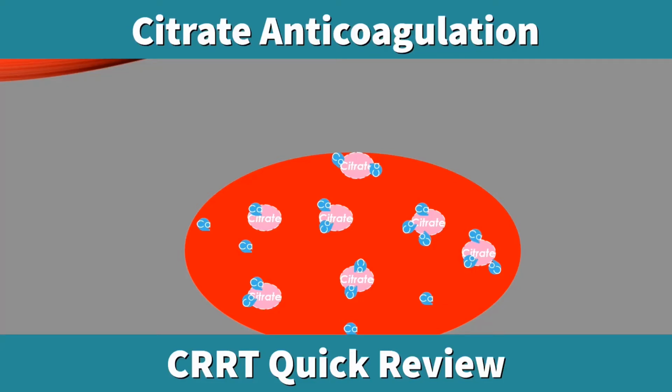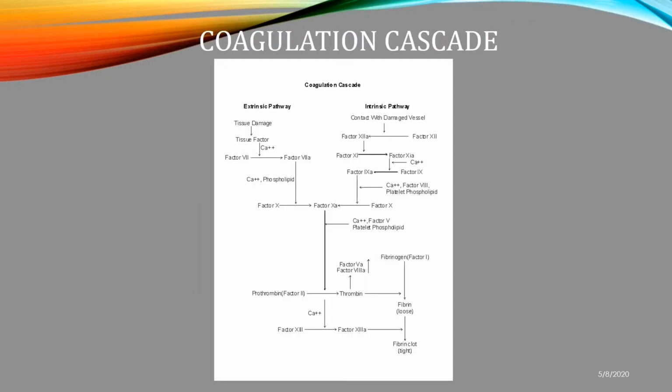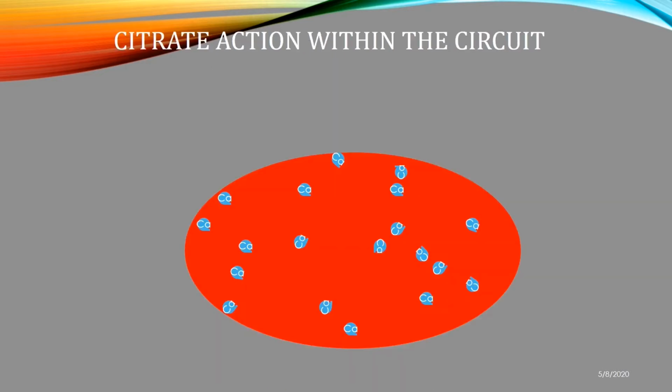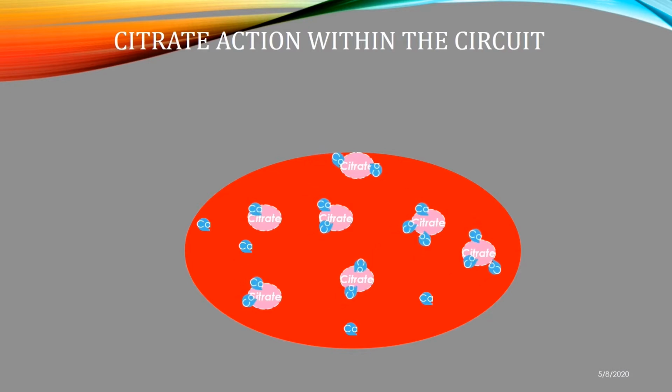Citrate anticoagulation, quick review. Ionized calcium is necessary for many parts of the clotting cascade, both intrinsic and extrinsic pathways. Citrate chelates or binds with ionized calcium in the patient's blood, making low calcium blood that is resistant to clotting in the circuit. This results in anticoagulation.